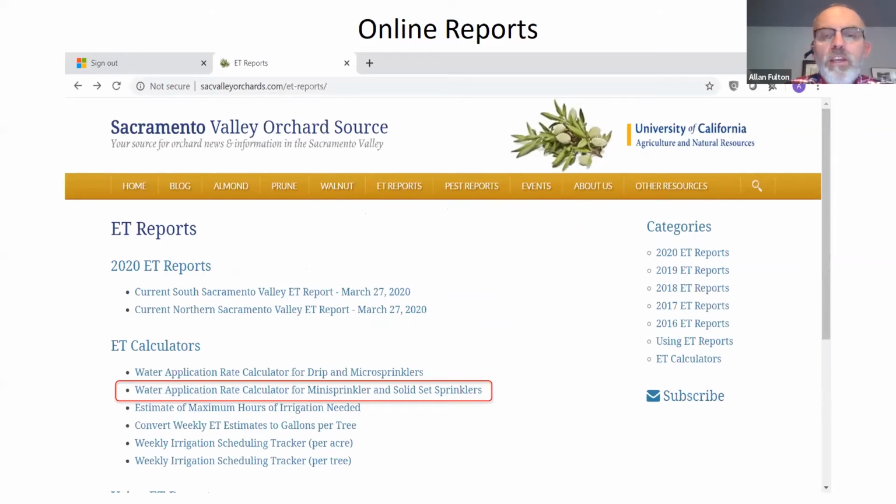I walked you through the hand calculation because I think it's good that we all understand the process and have some practice with it. To simplify, we have offered on our Orchard Source website, Sac Valley Orchard Source, some calculators we created. And here is an example of a live link to a calculator that will help you calculate the hourly water application rate for mini sprinklers or solid set sprinklers that have nozzles that are rated in gallons per minute.